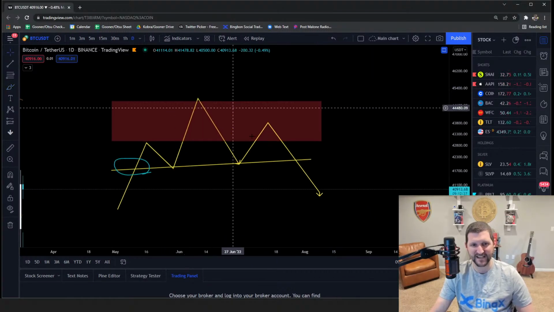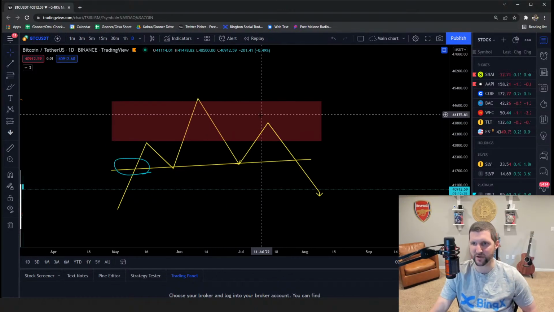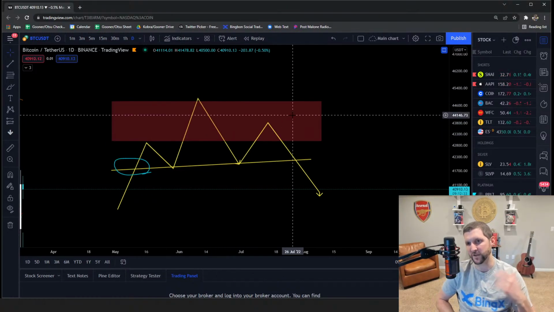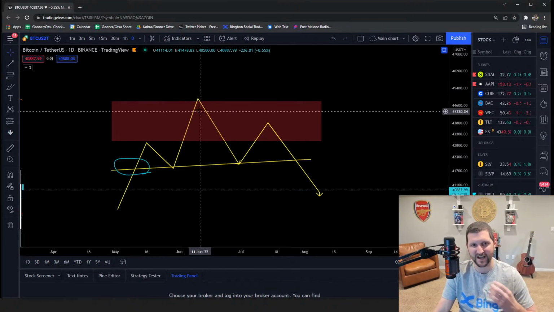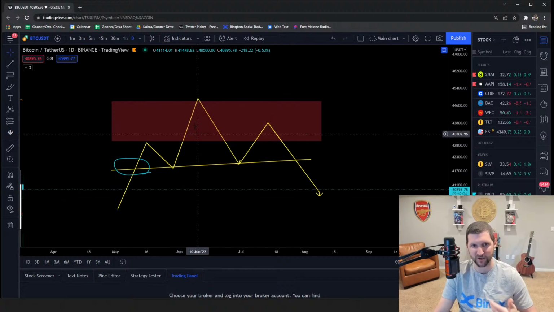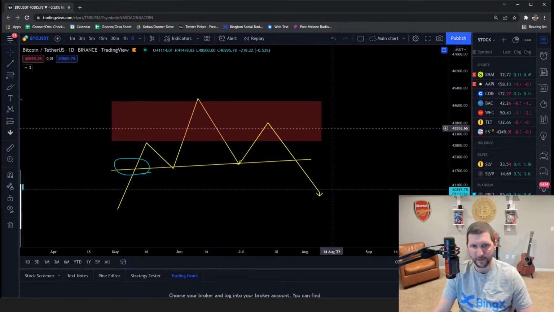I don't have the exact science down on it. Some people say you want to see the most volume in the right shoulder. I don't have the exact science down on that because from my experience, sometimes the highest volume is up here because that's the top or the bottom, okay?